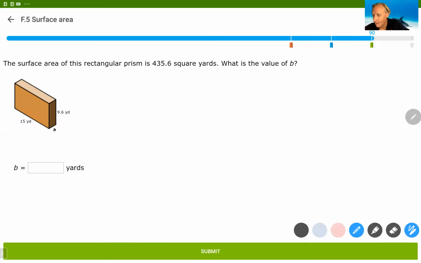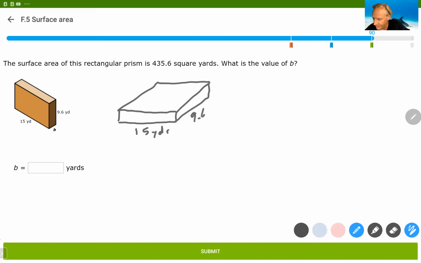All right, now this time I'm going to go ahead and show you why it's easier to lay this down. So I'm basically going to lay this prism on its side. And you'll see why it's easier than the last time. So this is 15. The long side is 15. I guess I can call this one 15 yards. And this is the 9.6 yards. And the height in this case is going to be the b.